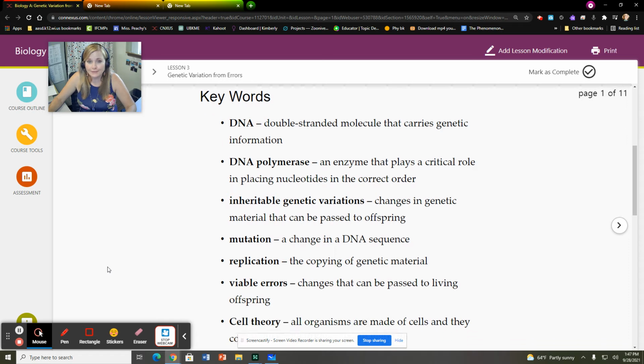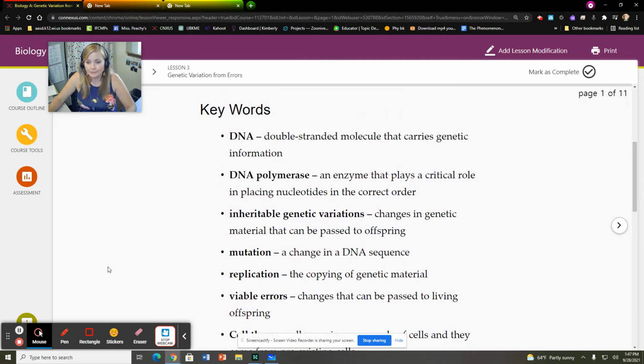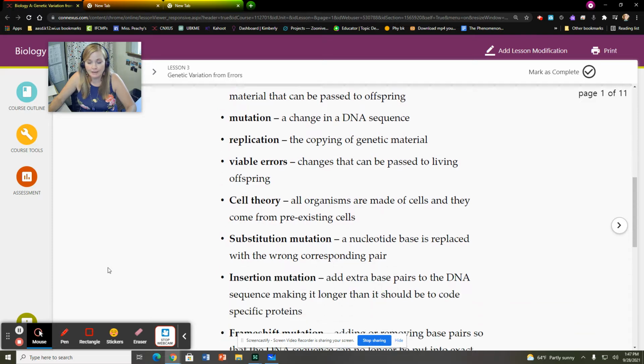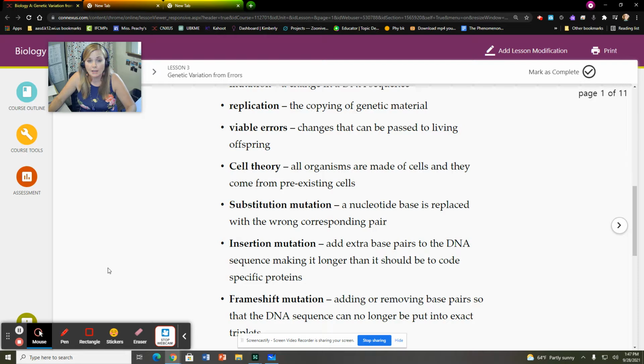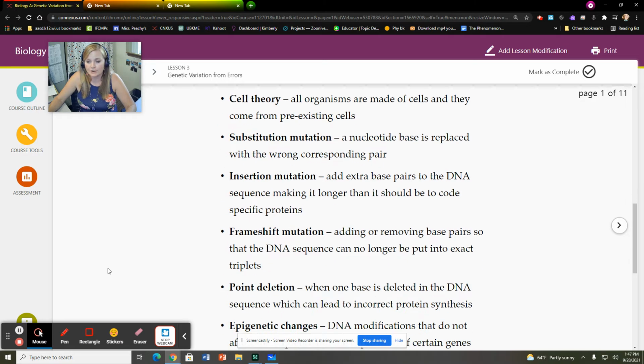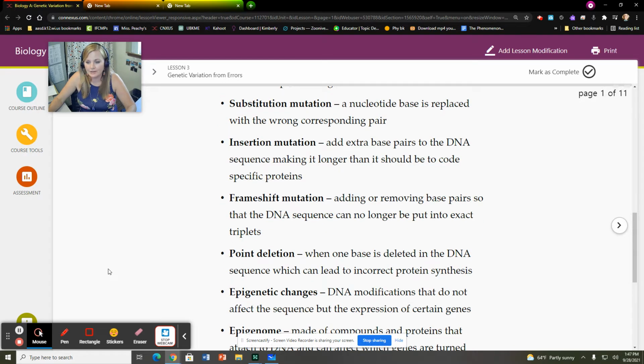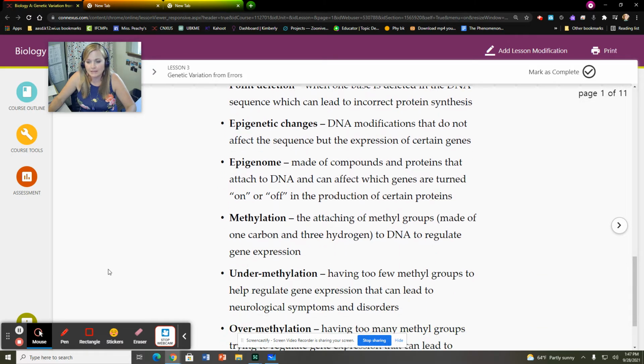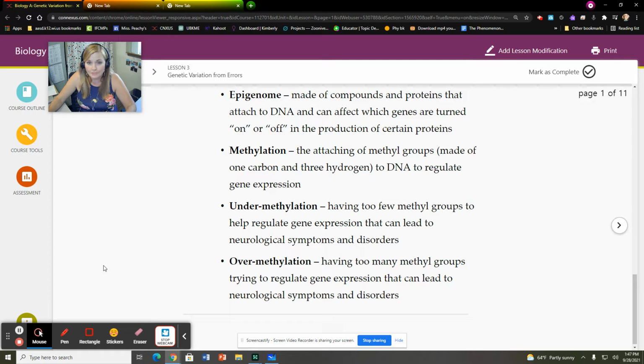Your vocab for this unit include DNA, DNA polymerase, inheritable genetic variations, mutations, replication, viable errors, cell theory, substitution mutation, insertion mutation, frame shift mutation, point deletion, epigenetic changes, epigenome, methylation, undermethylation, and overmethylation. So quite an extensive list of vocab terms that you have here.